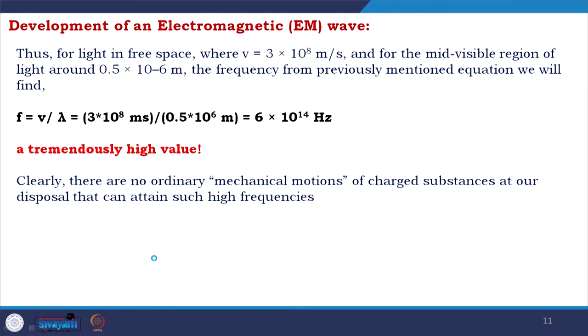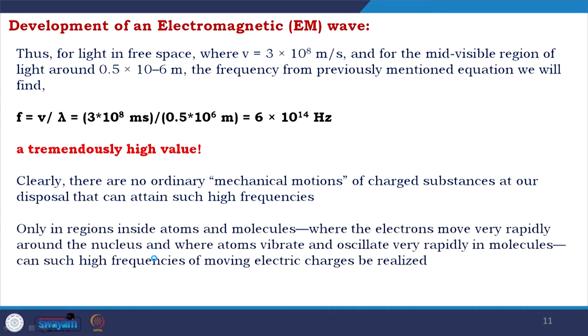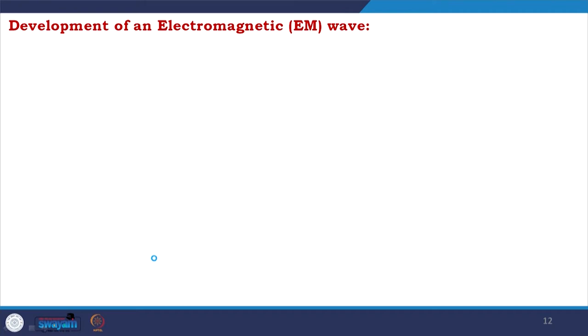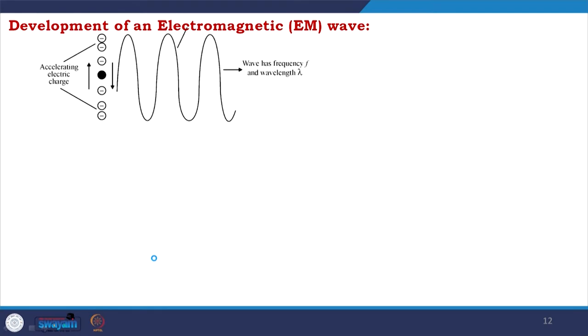Clearly there is no ordinary mechanical motion of charged substances at our disposal that can attain such a high frequency. That is the challenge. Only in regions inside atoms and molecules, where the electrons move very rapidly around the nucleus and where atoms vibrate and oscillate very rapidly in molecules, can such a high frequency of moving electric charges be realized. So, if you see, this is a system where the electric charge is accelerated and a wave is produced with a frequency f and wavelength lambda.